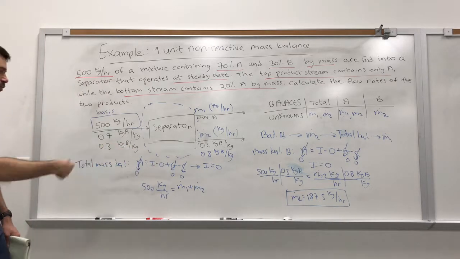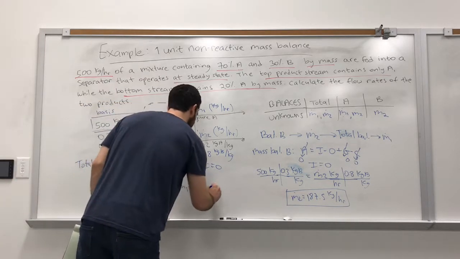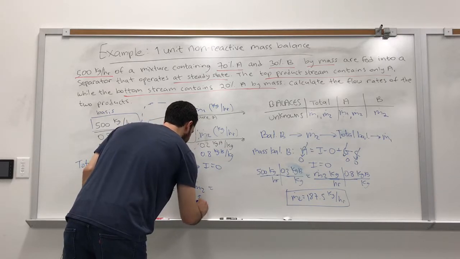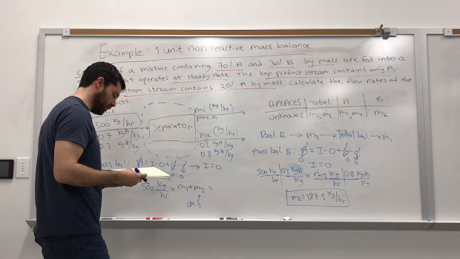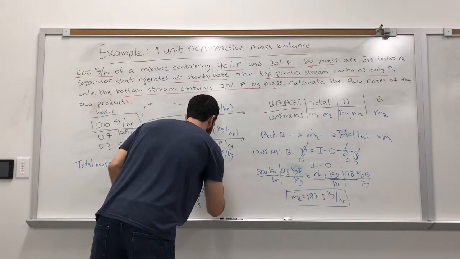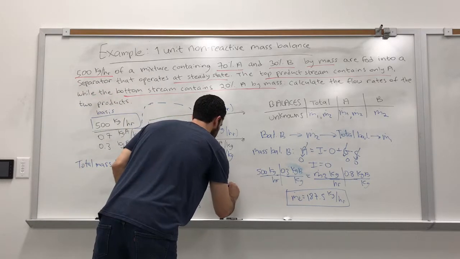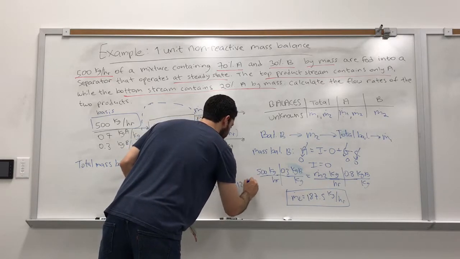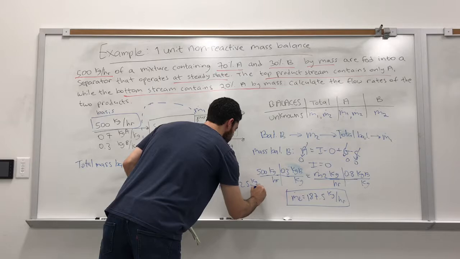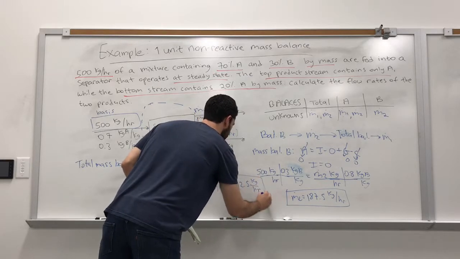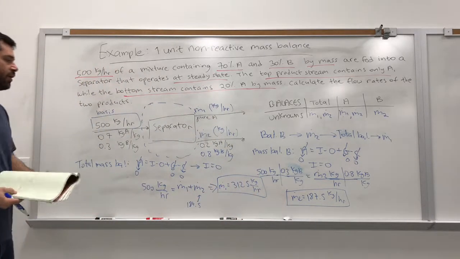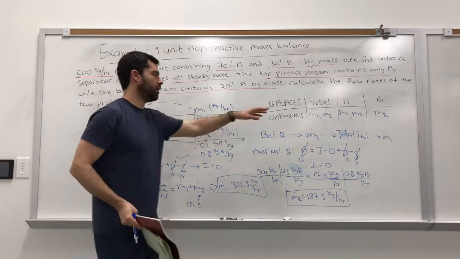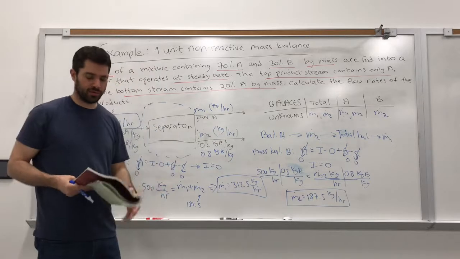And we just solved for M2, so we can plug that in. This is 187.5, and we get that M1 equals 312.5 kilograms per hour. So we solved for M1 and M2, the product streams. And again, you can go back and do a mass balance on A and convince yourself that you get the exact same answer.